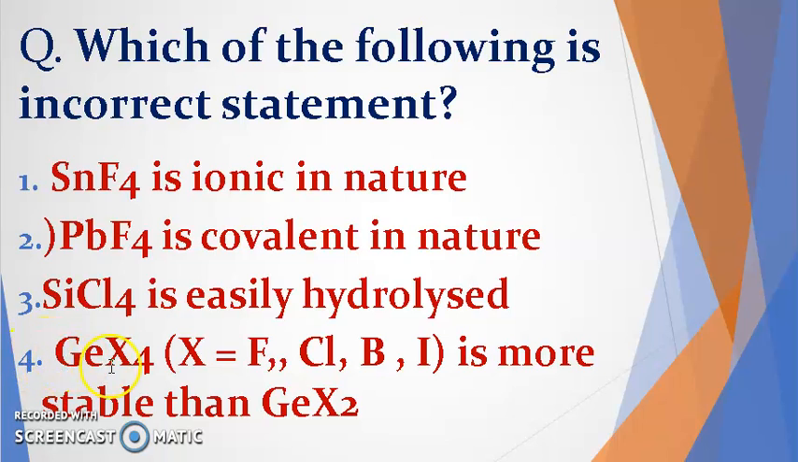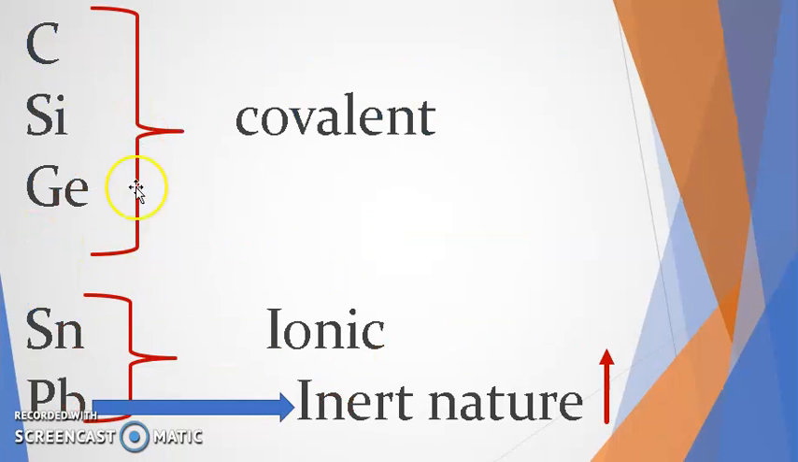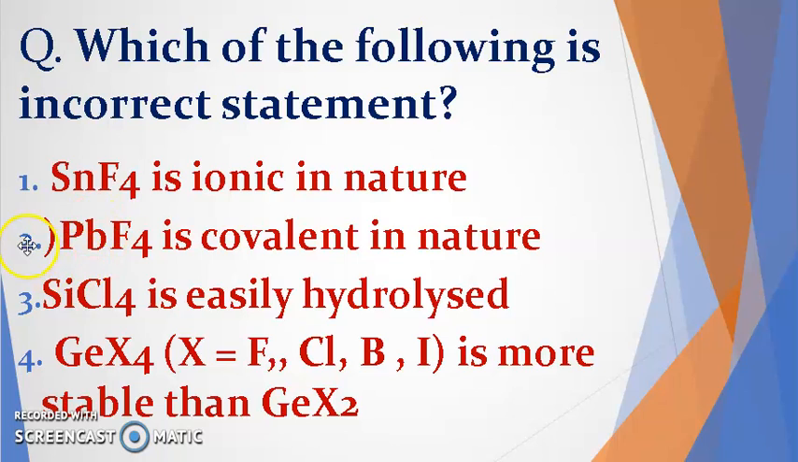Okay, so what about the fourth option? GeX4 is more stable than GeX2. If you see group 14, as it moves down the group, what happens? The inert pair effect increases in the group. Pb has a more inert nature than Ge, germanium. So GeX4 is more stable than GeX2. Okay, so the correct option is option 2, PbF4 is covalent in nature.